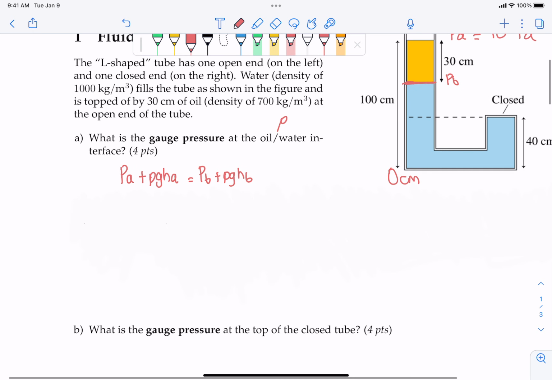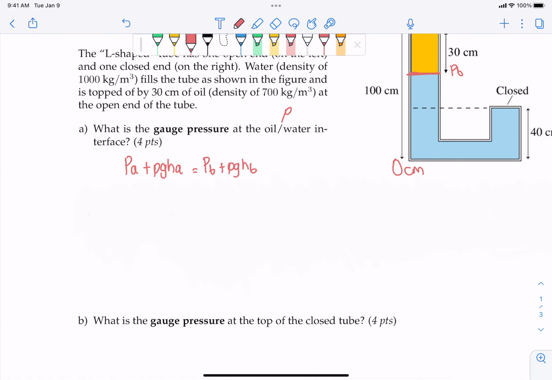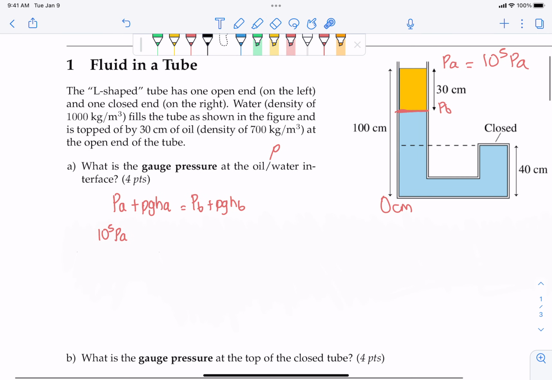So that's our setup for the equation. And so we can begin to plug things in, right? We know that the atmospheric pressure is 10 to the 5th pascals at the top here. And then we know our density for water is 1,000. Oops, actually, my bad. It shouldn't be the density of water. It should be the density of the oil, because that'll be at the top. It'll just be oil here. So it would be 700 kilograms per meter cubed, right? Multiplied by the gravitational constant, 10 meters per second squared for the acceleration due to gravity.